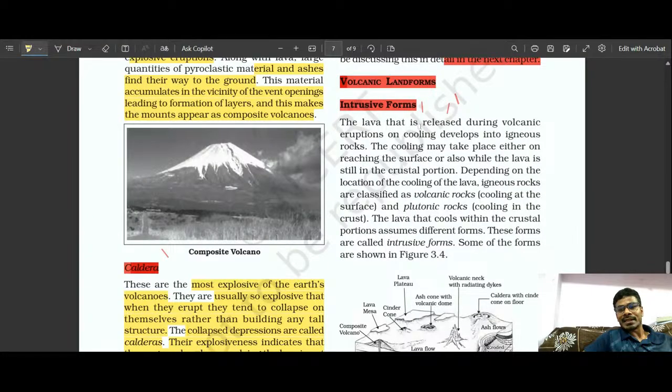The lava that is released during a volcanic eruption, on cooling, develops into igneous rocks. So how do you get to know this igneous rock? It is on cooling of the volcanic eruption materials. The cooling may take place either on reaching the surface or while the lava is still in the crustal portion. Depending on the location of the cooling of the lava, igneous rocks are classified as volcanic rocks.